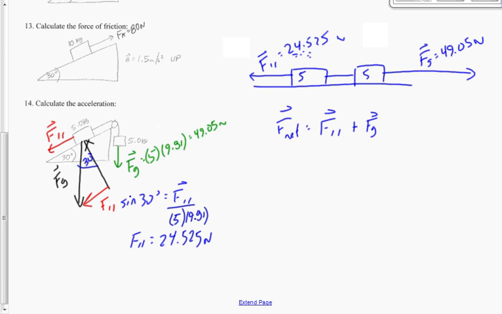M times A, what mass? 5, or 10? Jordan, what do you say? What do you use for mass there? Yes. Let's use the 10 kilogram mass there.